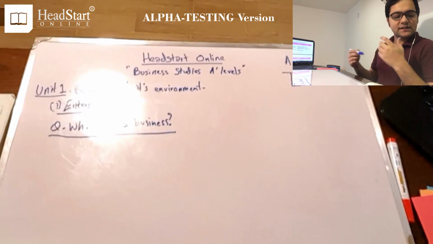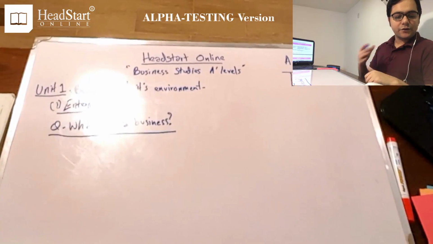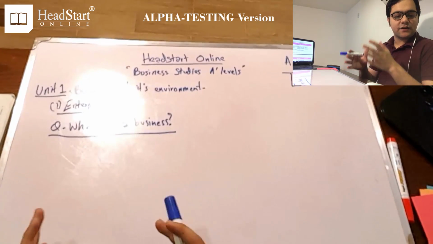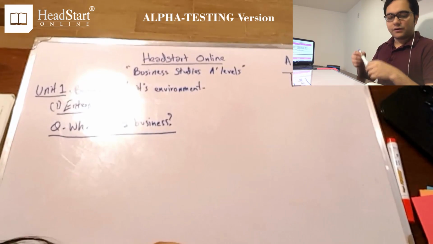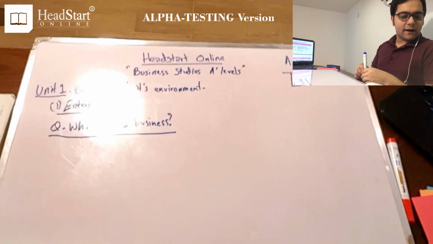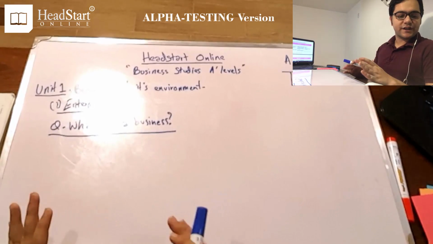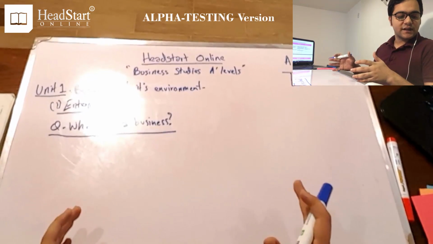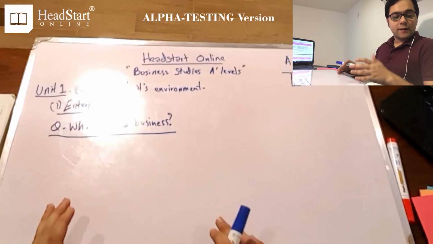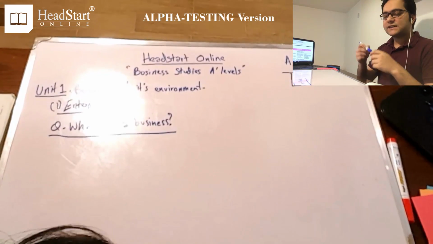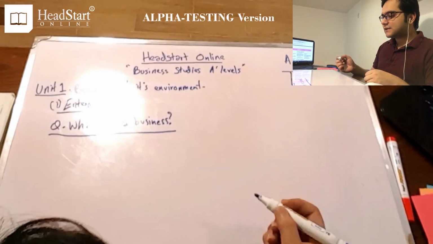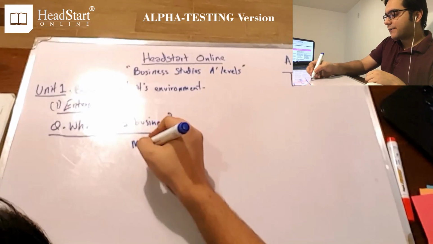Now simply put, a business is any organization that uses resources to meet the needs of customers by providing a product or a service. So you need to write that down. I'll dictate that again. A business is any organization that uses resources to meet the needs of customers by providing a product or service that they demand. Now with this definition, let's look at an example. Let's look at Microsoft.